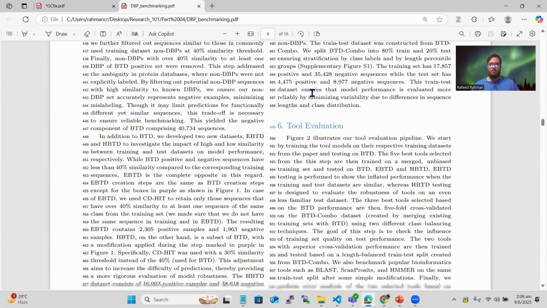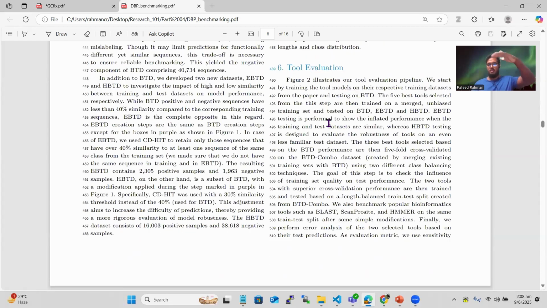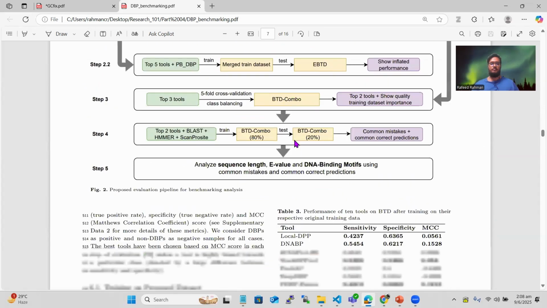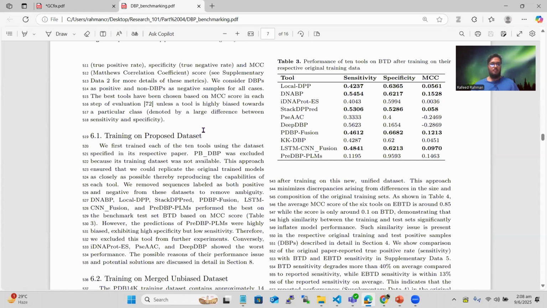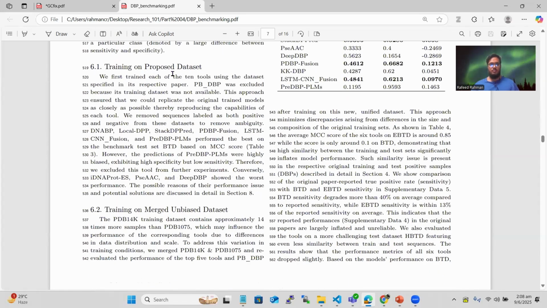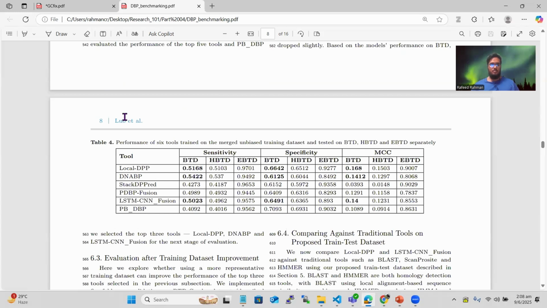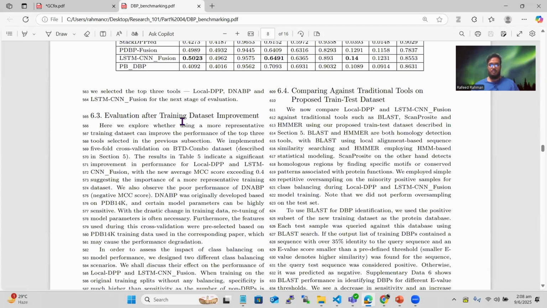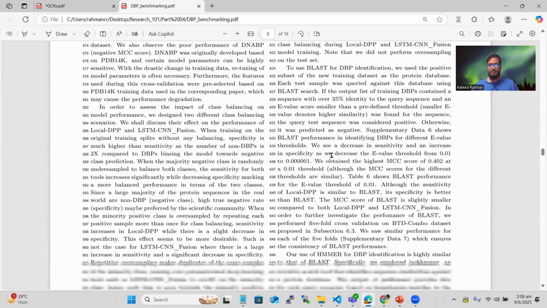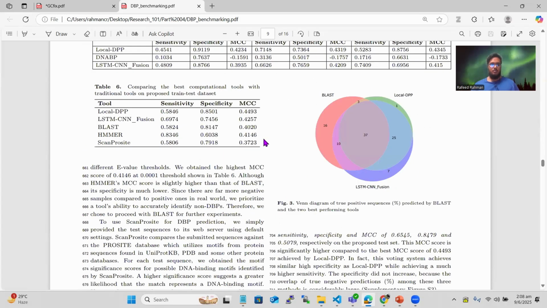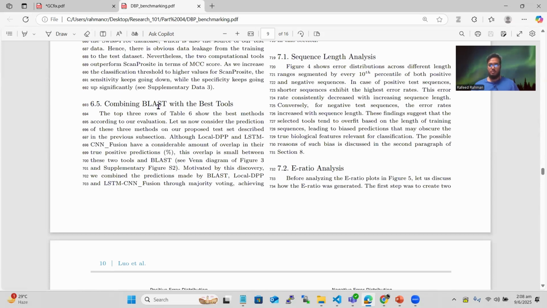We talked about the tool evaluation pipeline, like how we exactly step by step evaluated the tools. And then we go on evaluating the tools, basically. We trained on the proposed dataset, we trained on an unbiased dataset. We again evaluate after the improvement in training dataset. We compare against traditional tools that are out there. We also try to combine traditional tools such as BLAST with the best tools according to our investigation.